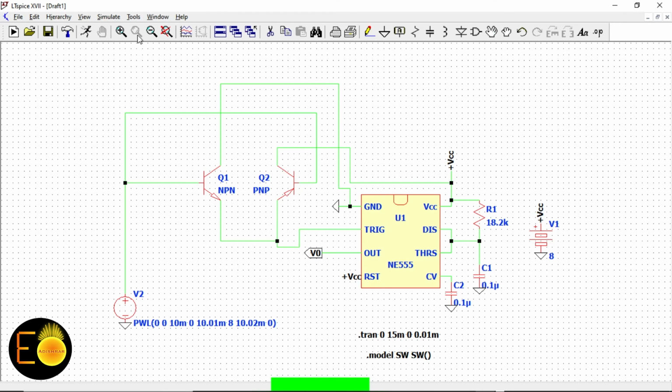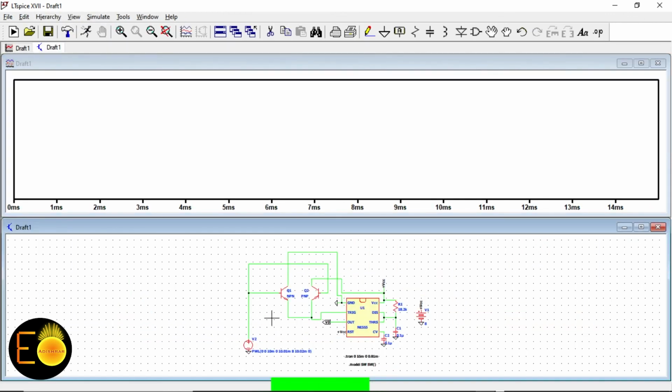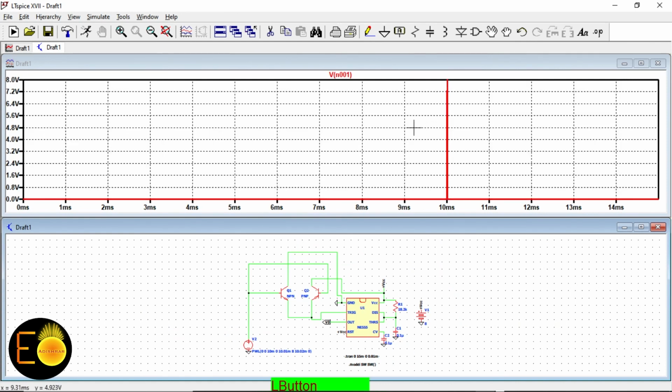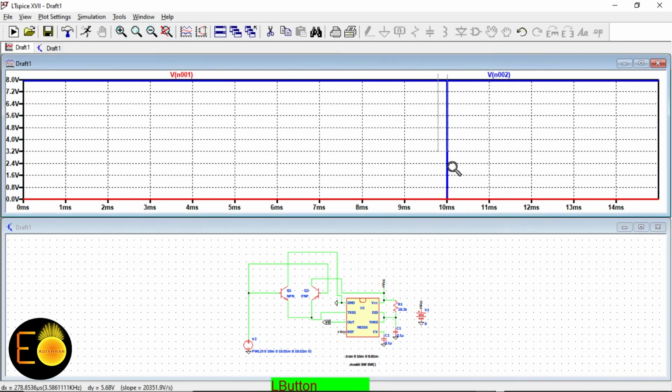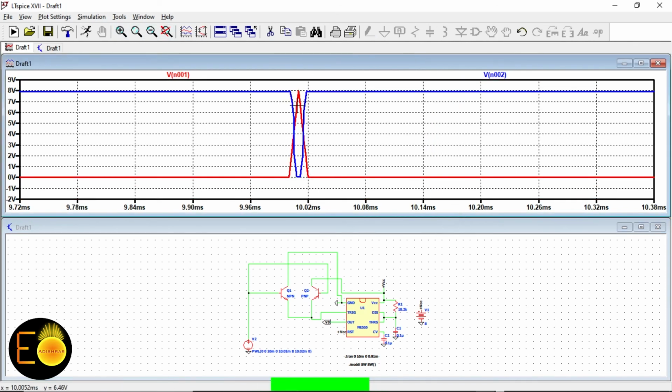Now let's see. So first I'm going to run this one, and first I'm going to check the switching signal. Look at it. The switching signal is appearing exactly at 10 millisecond, 10.01 millisecond, and it's switching from 0 to 8 volt. Now let's see what trigger voltage it's getting. The trigger voltage is appearing from 8 to 0 volt exactly at the same position. Exactly at the same position. So it's fine to have a very good trigger. So obviously our circuit should work.